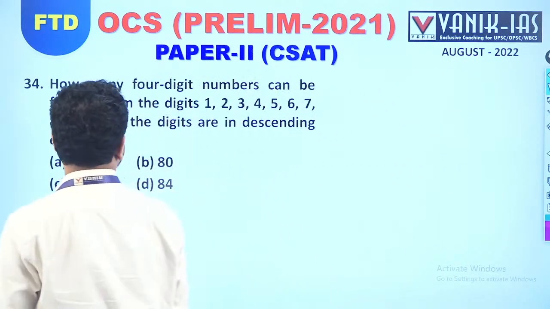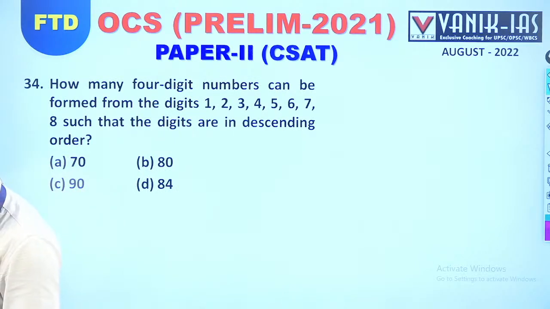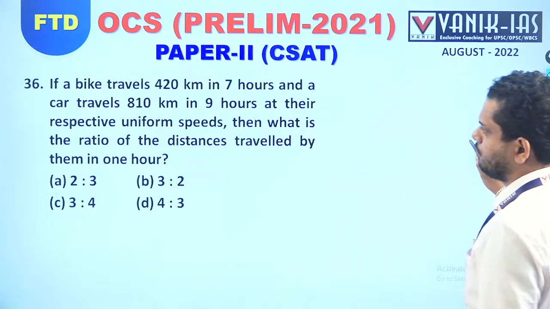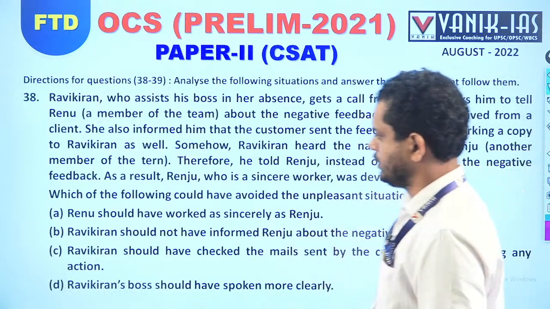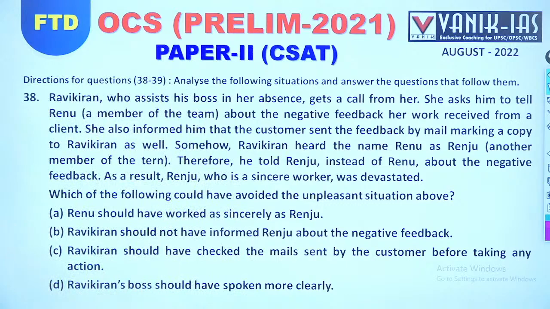How many 4 digit numbers? Now, this is from probability, and the very next question for reasoning is 38. 38 is a logical part. You can check. Ravi Kiran, who assists his boss in her absence. This is a decision making question, friends.